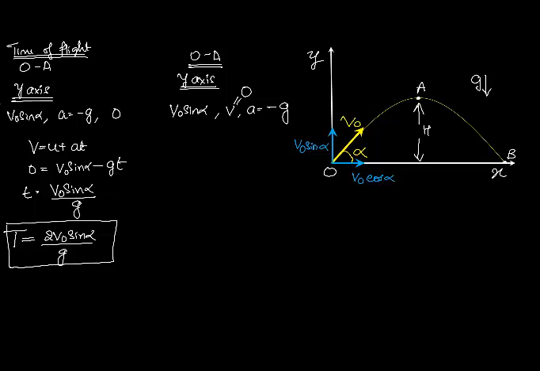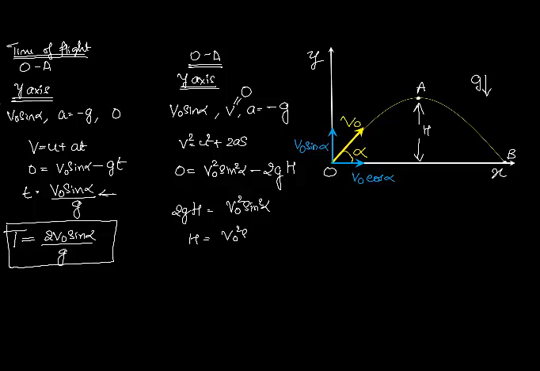Which equation can I go for? I can go for v square equals u square plus 2as. Of course, I could have gone for s equals ut plus half at square and substituted this time, but this is easier. So let's go for this one. So 0 equals v0 square sine square alpha minus 2g, and our s is nothing but our h here. So you shift over here, so 2gh equals v0 square sine square alpha, and h becomes v0 square sine square alpha divided by 2g. There. So that's the expression for the maximum height.